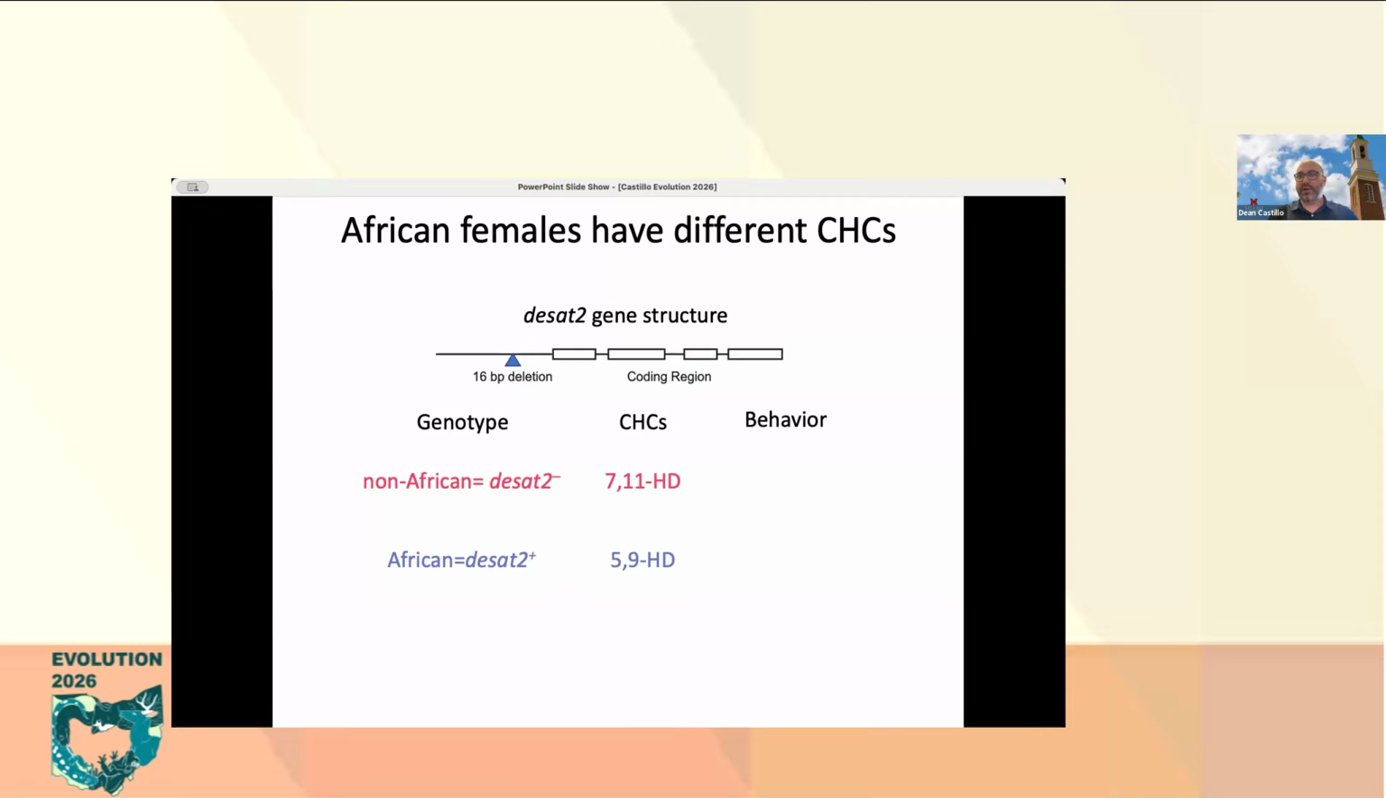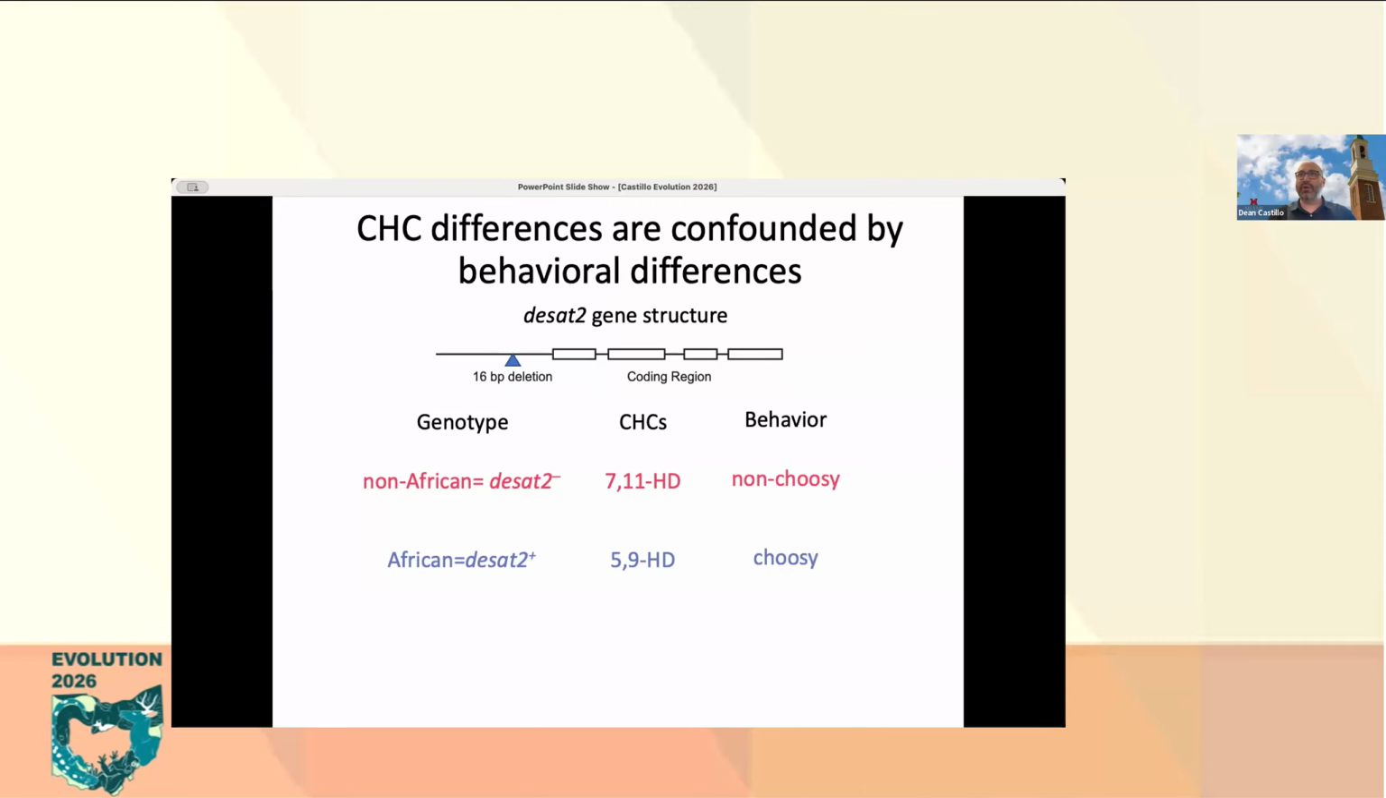So this is where we want to start. We want to test these CHCs, but the problem is that behavior is confounding these hydrocarbon differences. As I tried to introduce the system earlier, non-African flies are not choosy. African flies are very choosy. So the first thing we did is try to decorrelate or decouple these two traits.